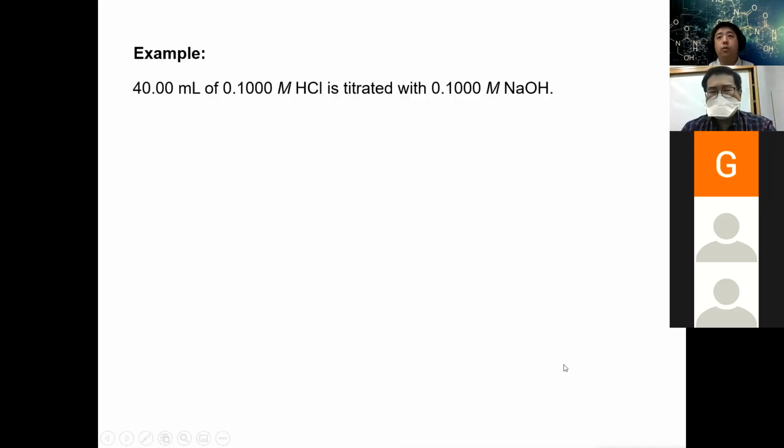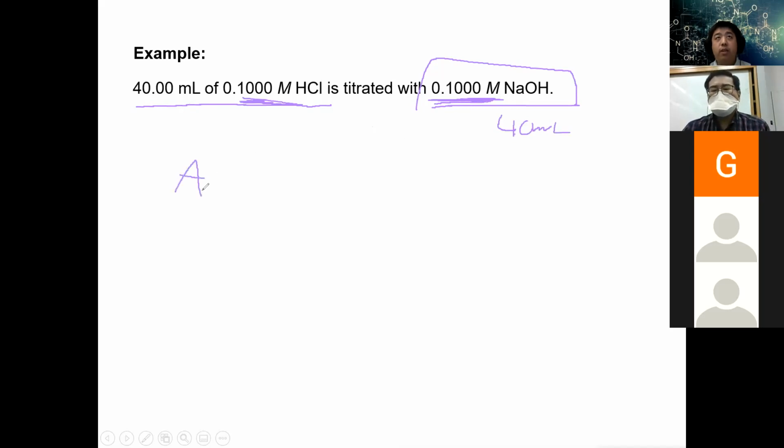Okay, so this is the information you were given. 40 milliliters of a 0.1 molar HCl, and we are titrating it with 0.1 molar NaOH. We're lucky because in this scenario, the two concentrations are equal to each other. So what I can say is that if I had 40 milliliters of this, then the two of these are at equivalence point. In our very first scenario, when I'm looking at A, we are looking only at the amount.